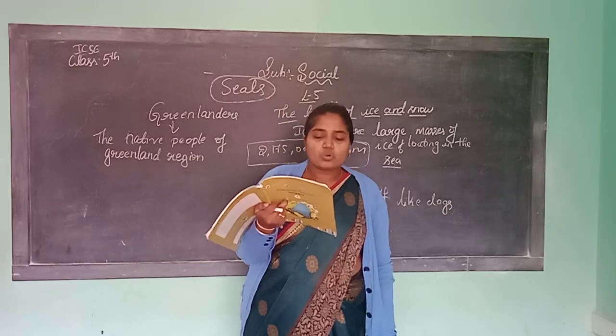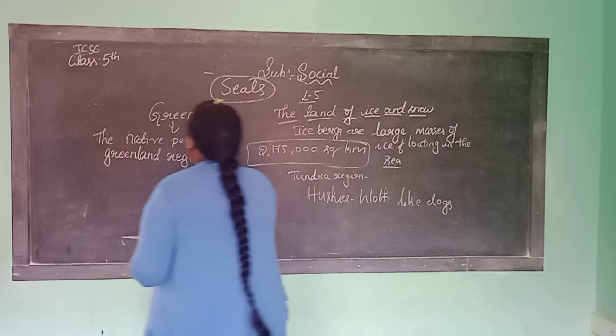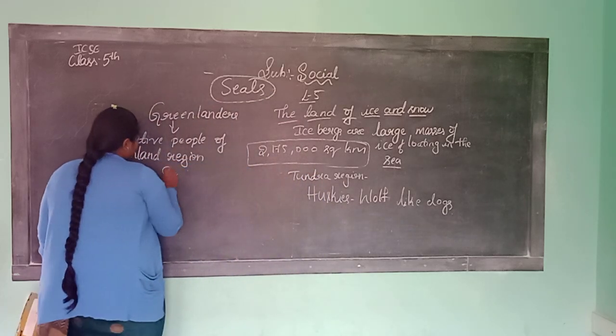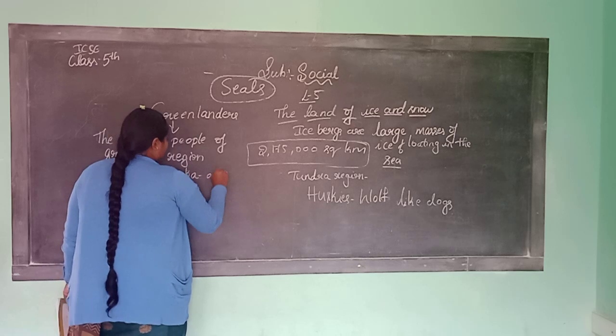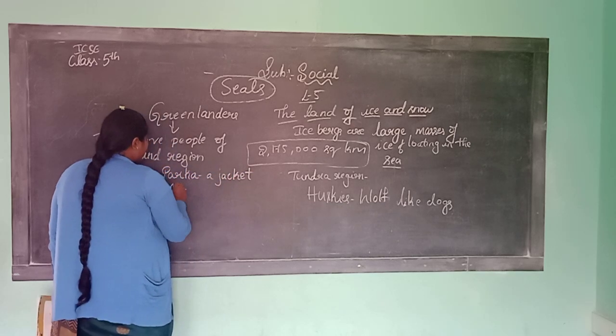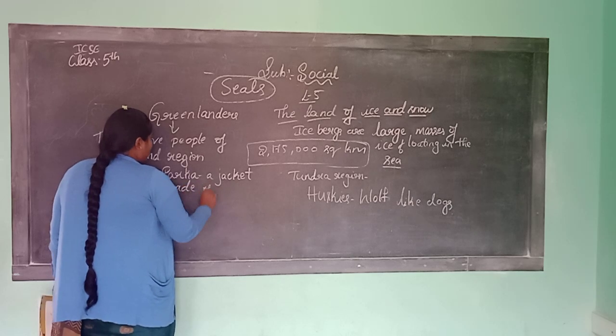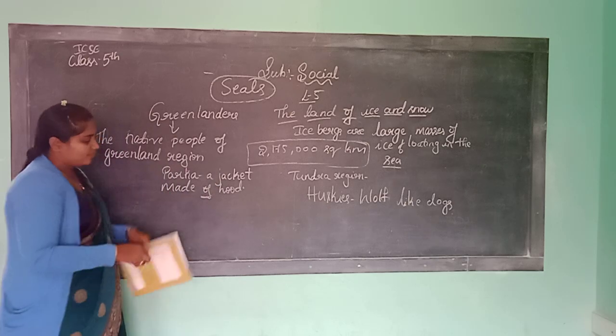A jacket with a hood is called a parka. What is a parka? A jacket made of wool is called a parka.